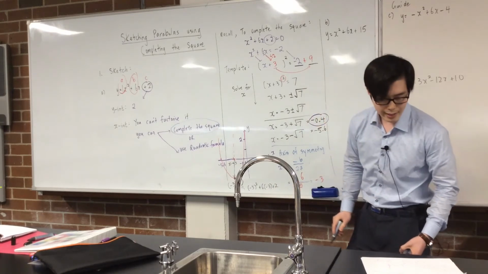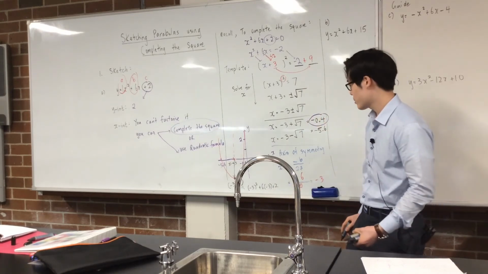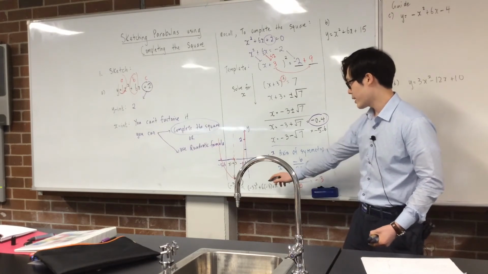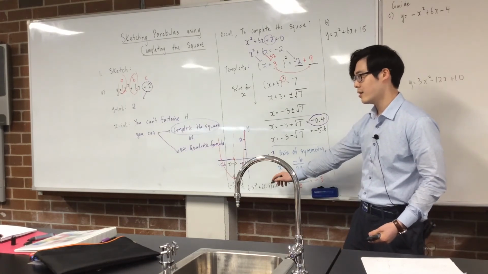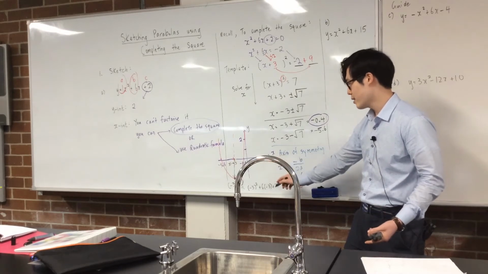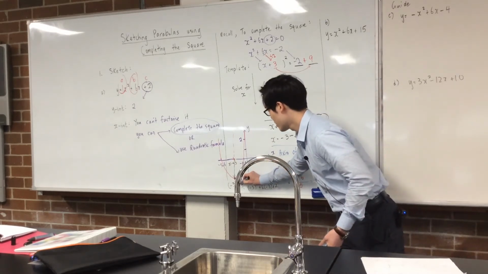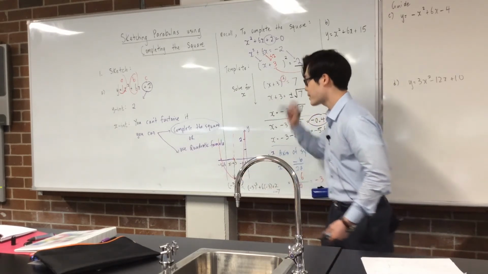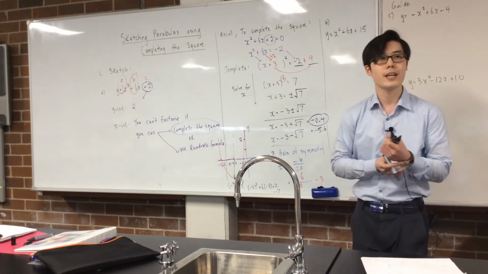If you put that in the calculator, I didn't do that. Could someone quickly do it? So that's 9 minus 18, that's minus 9, plus 2, minus 7. Okay? So that's how you basically draw a graph if you can't factorize it.